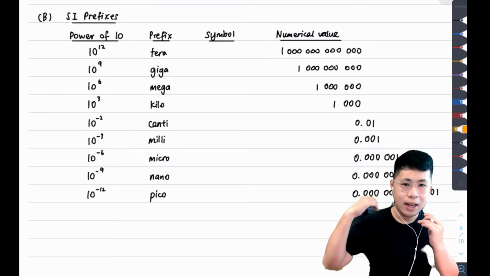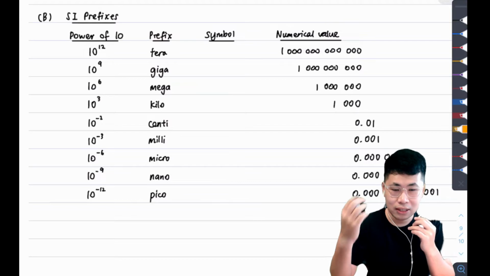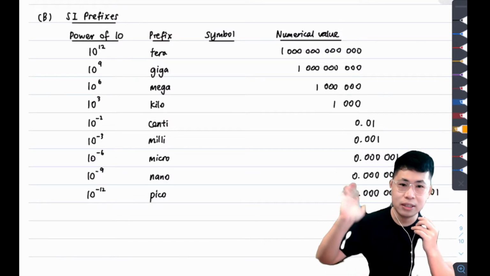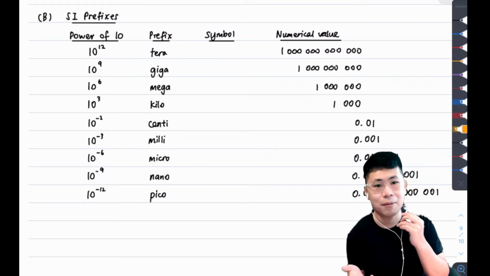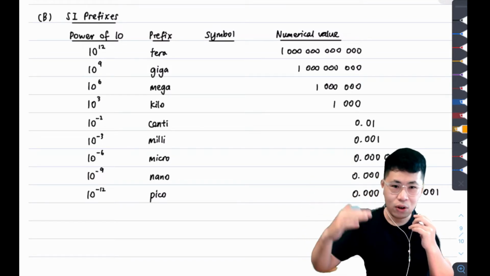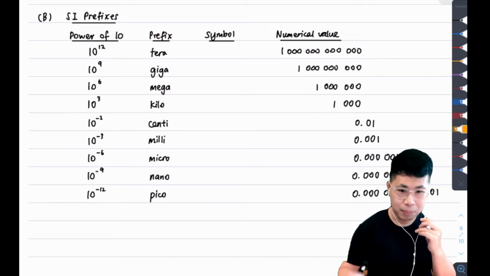Now for the prefixes, we start off with terabyte. I think a good way to remember the positive ones is using computer language. So terabyte, gigabyte, megabyte, kilobytes. So you got these four on top. Then you have centi, milli, micro, nano, and pico.